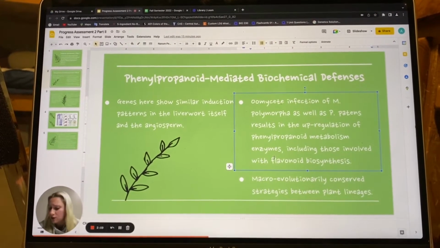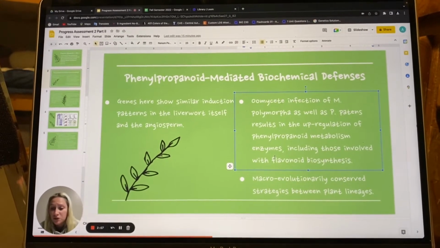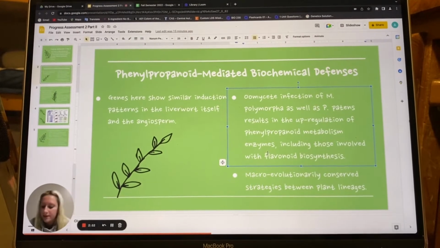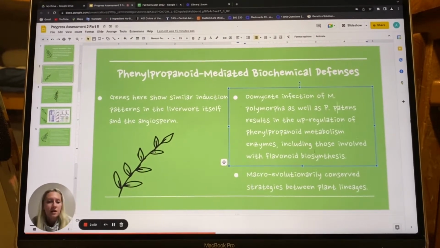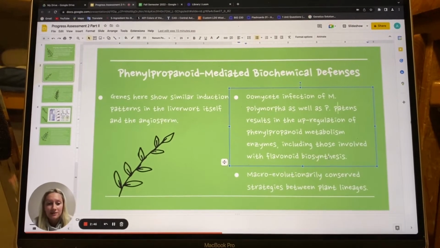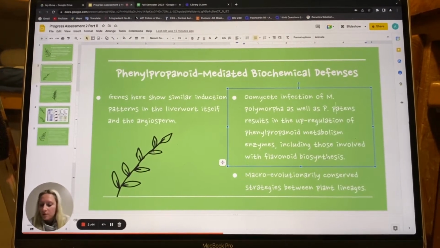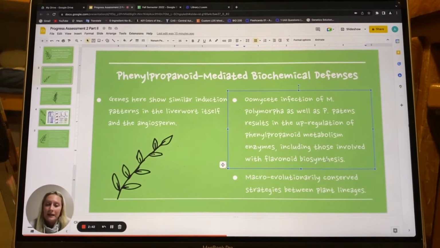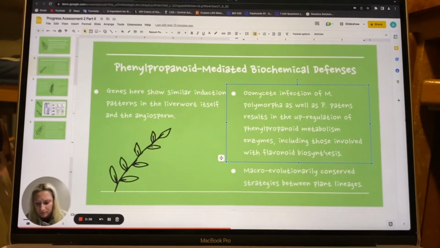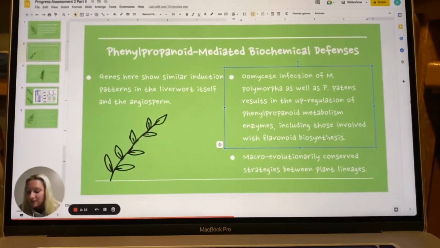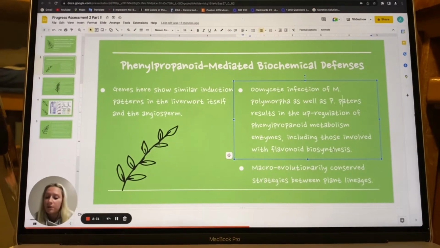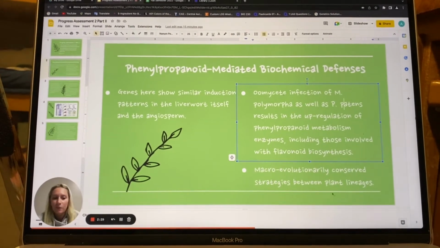So upregulation is an increase in the number of receptors on the surface of target cells, making the cells more sensitive basically to hormones or other agents. And it includes those involved with flavonoid biosynthesis. So flavonoids protect plants from different biotic and abiotic stressors, and they also act as a UV filter. They function as signal molecules, allelopathic compounds, detoxifying agents, and antimicrobial defensive compounds as well.